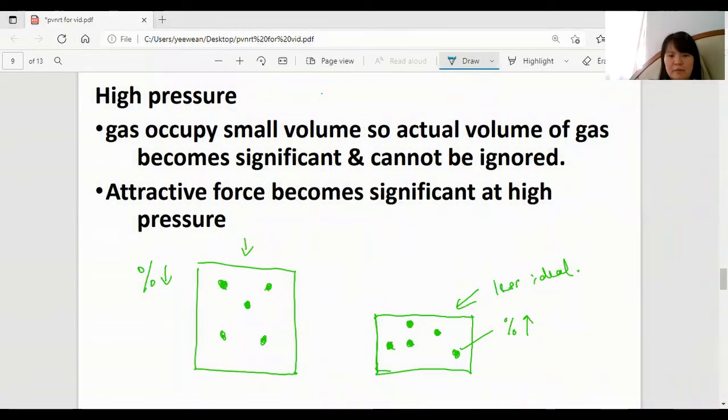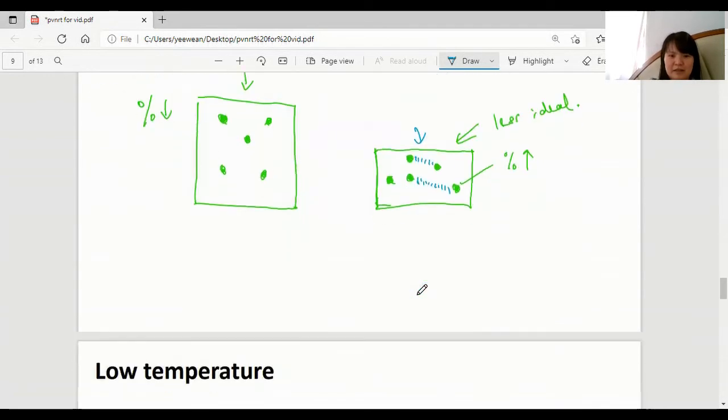Also look at the space between the particles. So at higher pressure, they are closer to each other, then they will probably start to interact with each other, and they'll have some attractive forces, which means it's not so ideal anymore because ideal gases have no or negligible intermolecular forces. Let's look at temperature next.